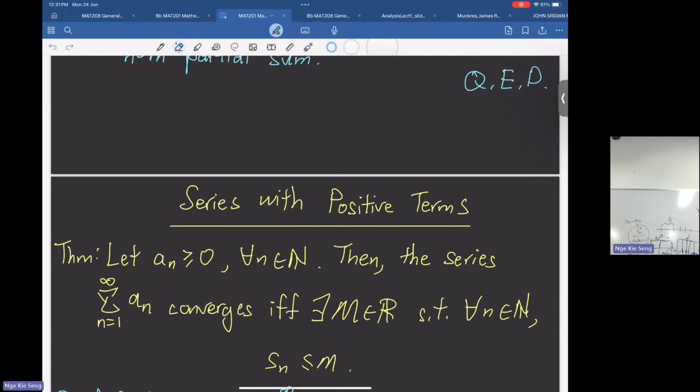So we have established this if and only if. One direction is obvious, and for the other direction you use the monotone convergence theorem.